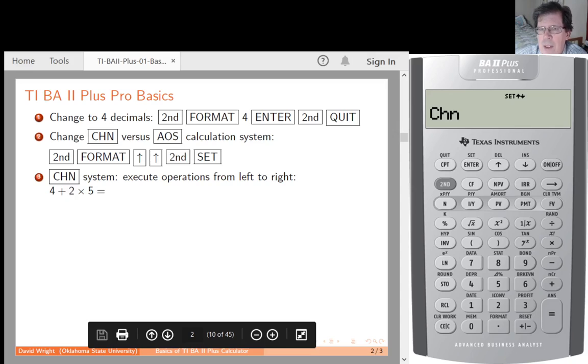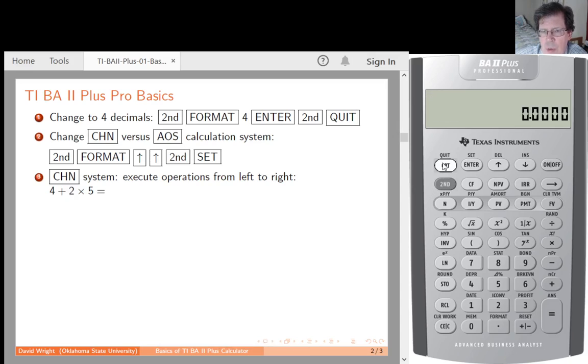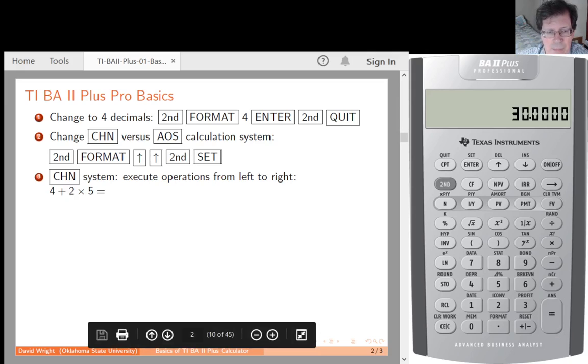So if I type that, and by the way, to get out of format, I have to say second quit. I'm going to say 4, then the plus, then the 2, and then I'm going to say times. Now you notice as soon as I hit times, it did the previous operation. 4 plus 2 is 6. And now I say 5, and then finally I say equals, and I get 30. So we get out of that expression the parentheses around the 4 plus 2, and you end up getting 6 times 5 is 30.